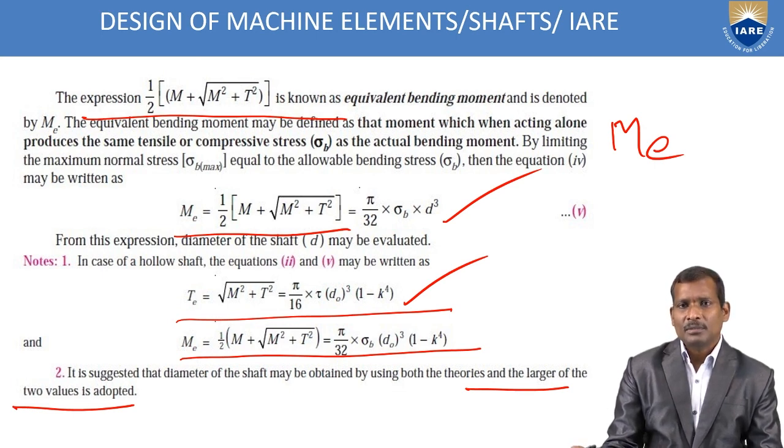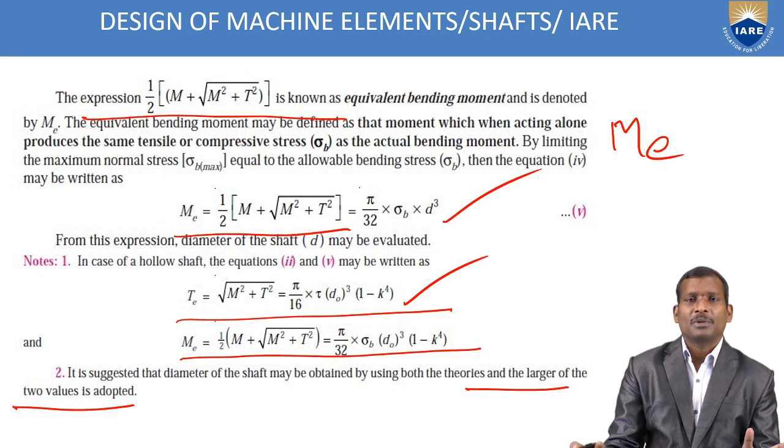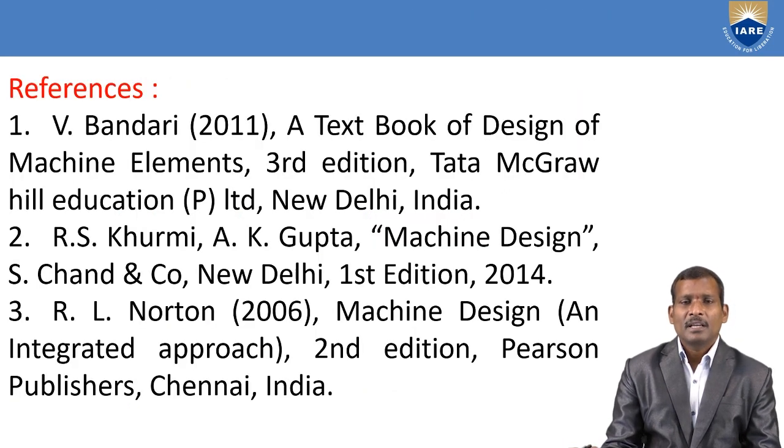Clear? So like this, how to calculate the diameter of the shaft, how to design a shaft when it is subjected to the combination of these two, the twisting and bending. Clear? So these are the references I have taken.